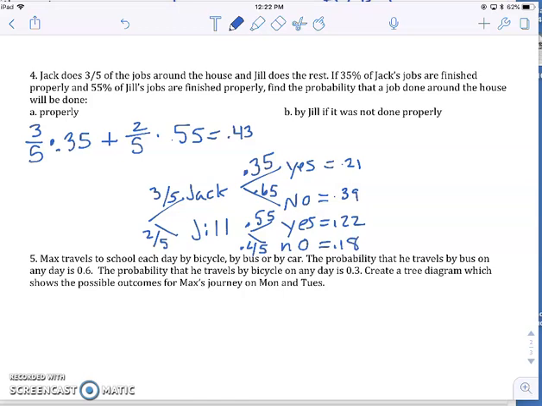So if it is not done properly, we have 0.39 plus 0.18. And if it's not done by Jill, that would be the 0.18. So you have 0.18 over 0.39, which is 49.57.